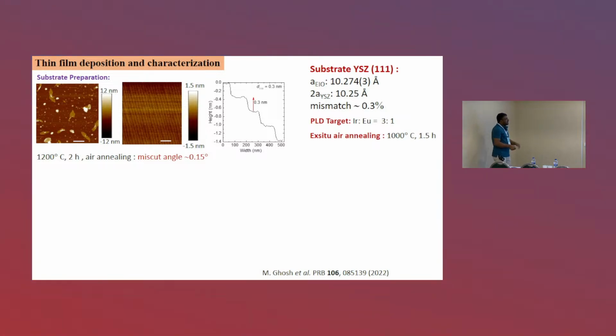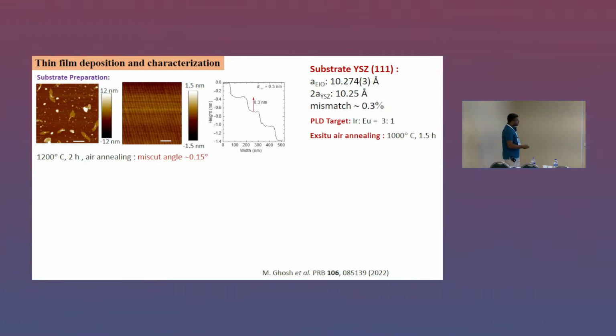Since the surface of the substrate is very important for thin films, we also did a treatment of the substrate. This is the AFM image of the as-received, meaning commercially bought, substrate. You can see a lot of island-like features and a rough surface. If we anneal at 1200 degrees centigrade for 2 hours in air, we get a nice step structure. This is the corresponding AFM image. The step height is 0.3 nanometers, which is the spacing along the (111) direction, and the terrace width is almost 100 nanometers, so the miscut angle comes to around 0.15 degrees.